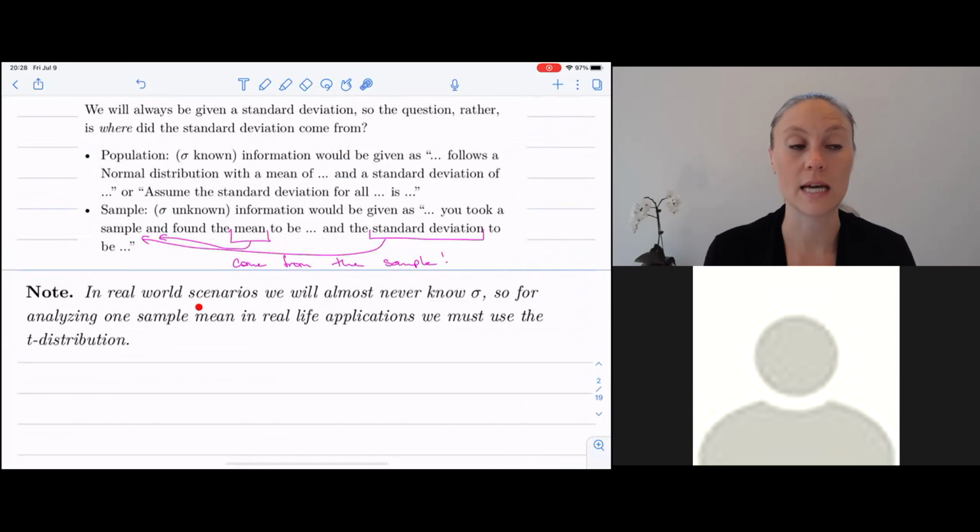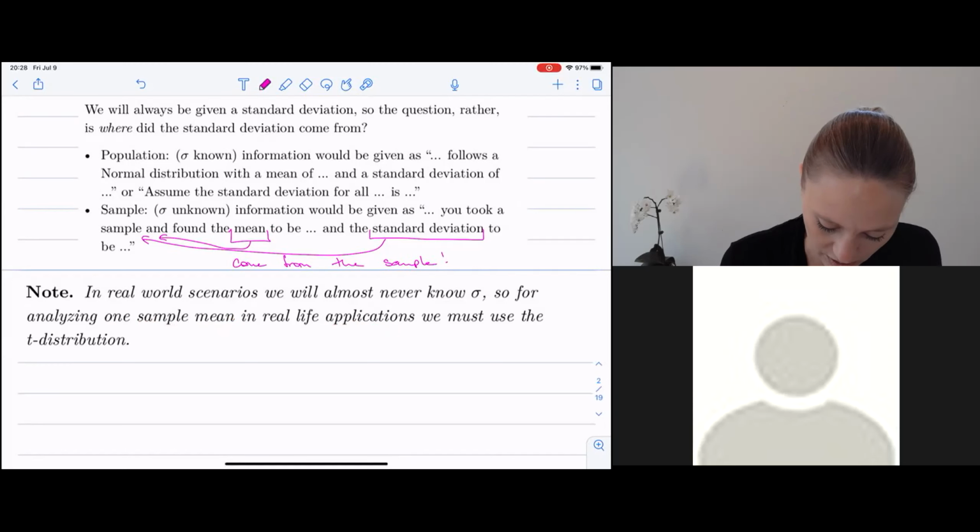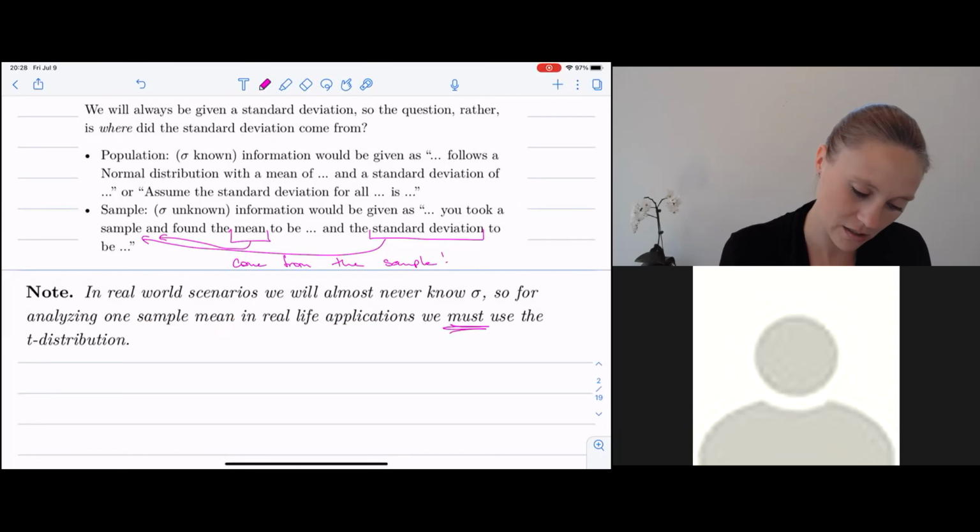So, like I said, in real world scenarios, we'll never know sigma. That seems weird, right? So for analyzing one sample mean in real life applications, we must use the T distribution, and I'll even underline that a lot.